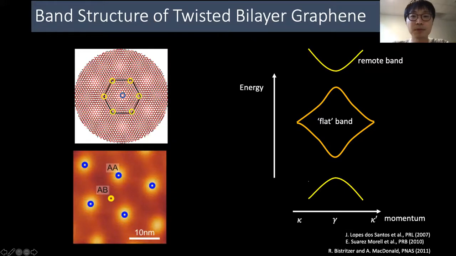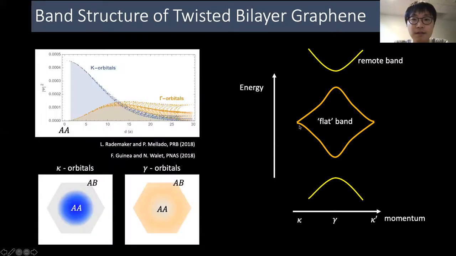Twisted bilayer graphene in real space creates a Moiré pattern, and the density of states is confined mostly on AA sites. We roughly know how the band structure looks: there are remote bands, a flat band, and Dirac points at kappa points. Further calculations show that the orbitals from kappa points are localized mostly at the AA site. On the other hand, orbitals at the gamma points are rather spatially distributed. So the shape of the orbitals would look like these in space.